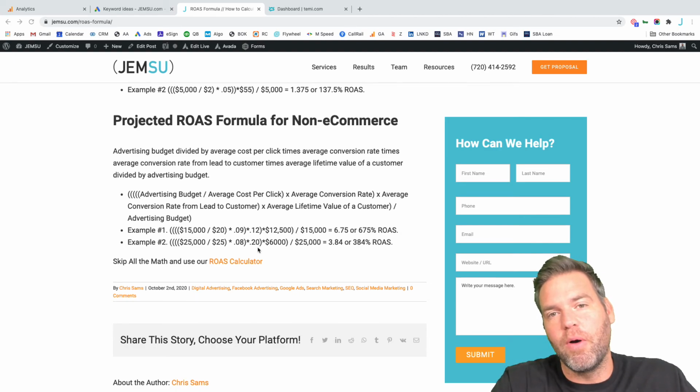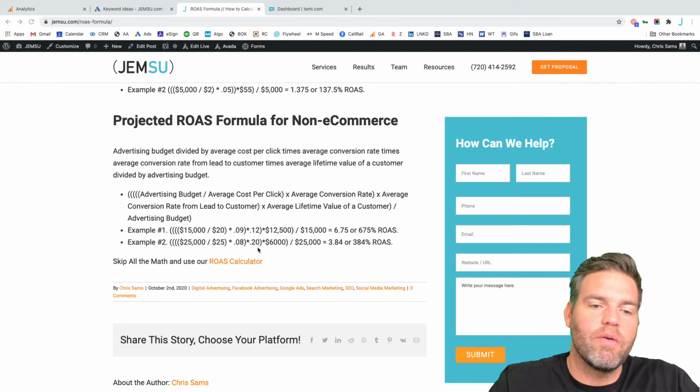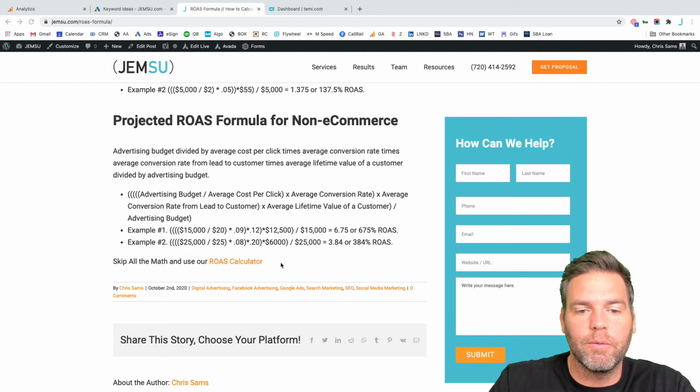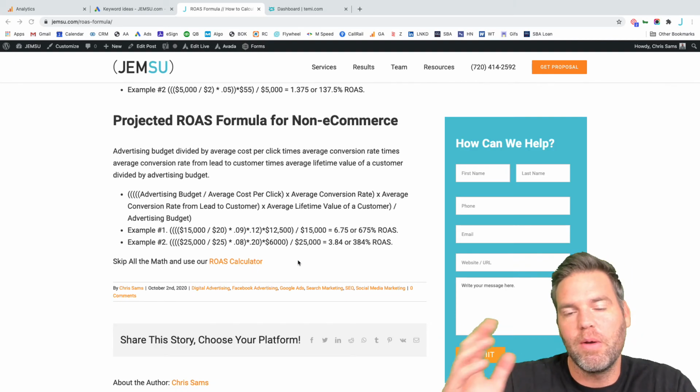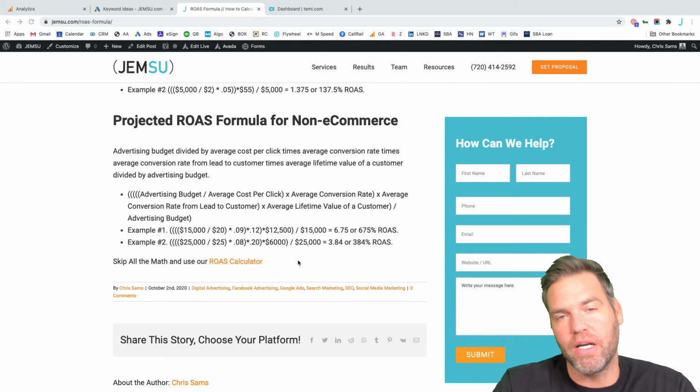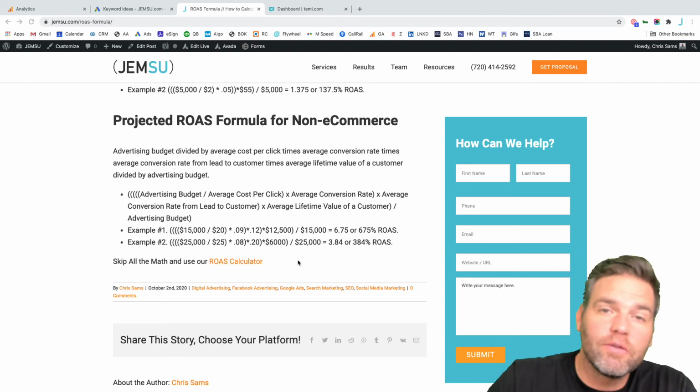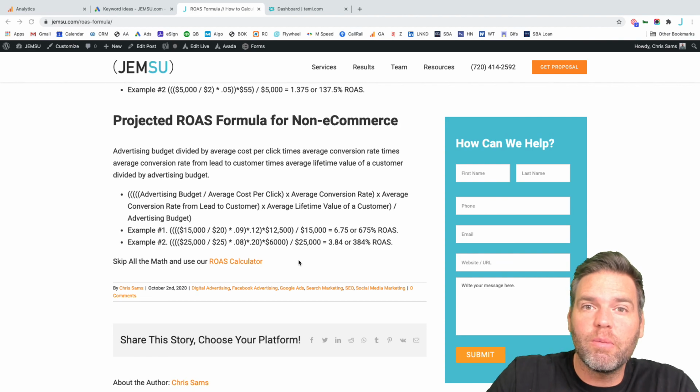Obviously, you can do all that manually, or you can just skip all that and use our return on ad spend calculator. Just type it all in and get your projected budget and your projected return on ad spend. So that is the return on ad spend formula.